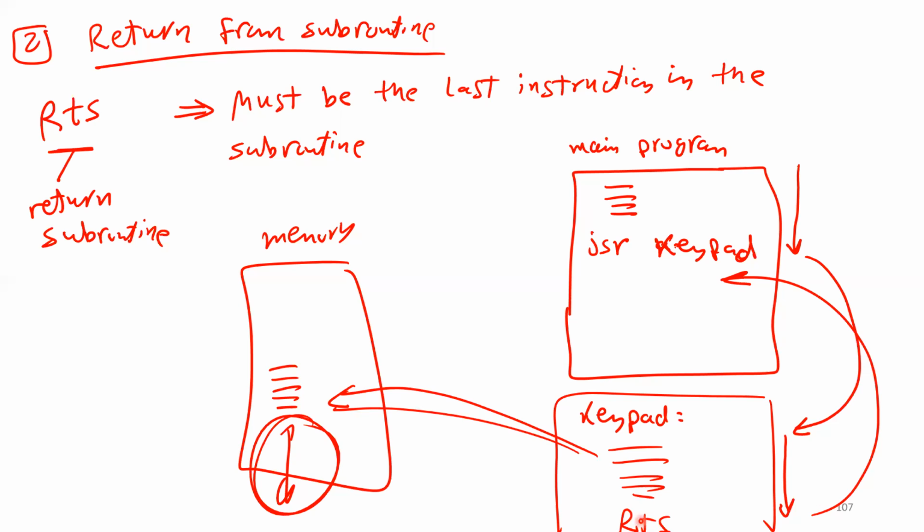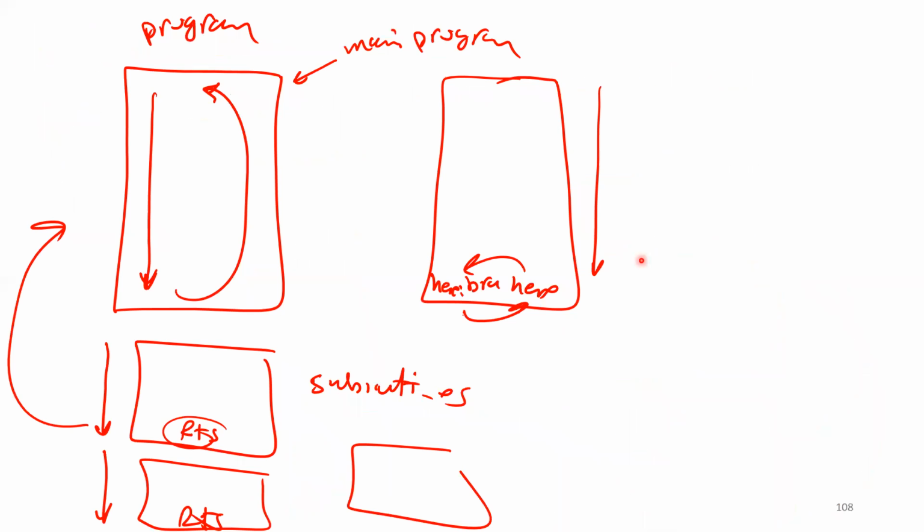Once it comes to RTS, it's going to return back. If it does not hit RTS, it's not going to come back. RTS should return it back to here, right? Okay. Now, guys, this is how our program should look. From now, our program should look like that.